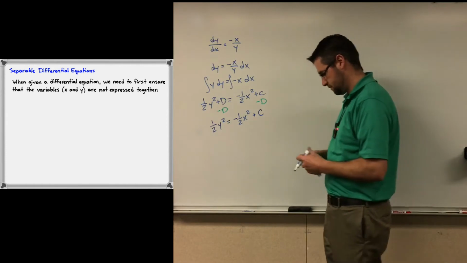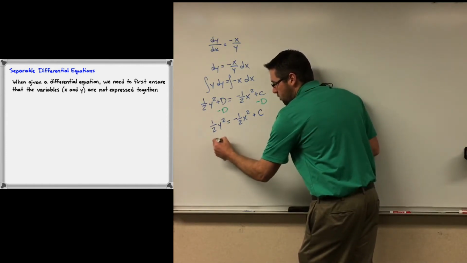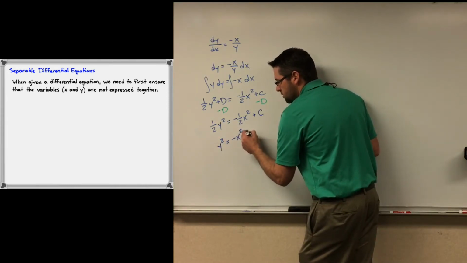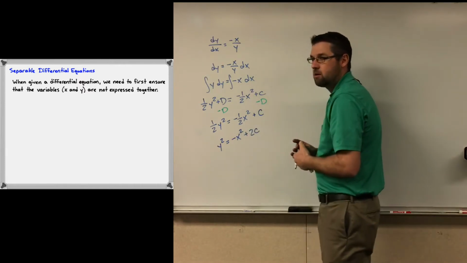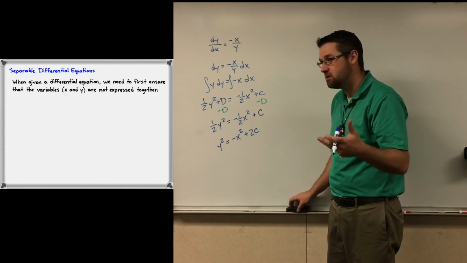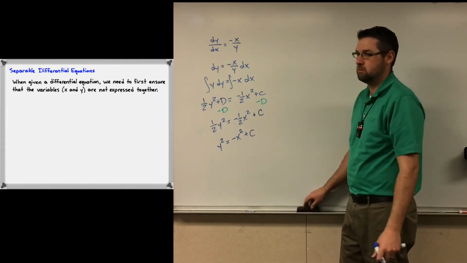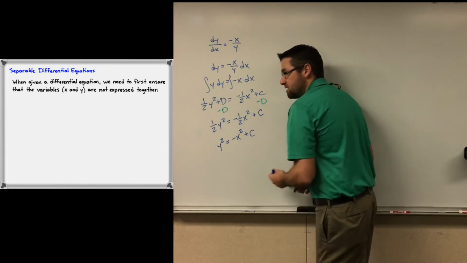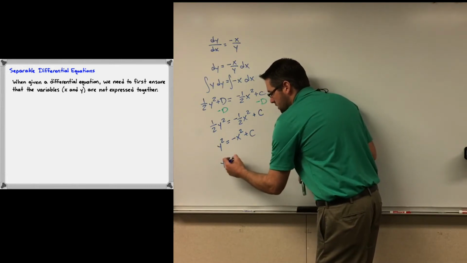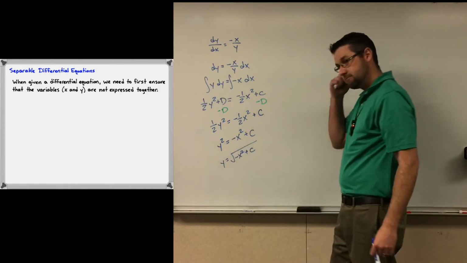What would the next step be? Multiply by 2. So what do we end up with? y squared equals negative x squared plus, well, you want to say 2c, right? But what's 2c? It's still a constant, right? Is it the same constant? No, but it doesn't matter. It's a constant, right? And then we'll isolate y by doing what? Square rooting. So y equals the square root of negative x squared plus c. And that's it.